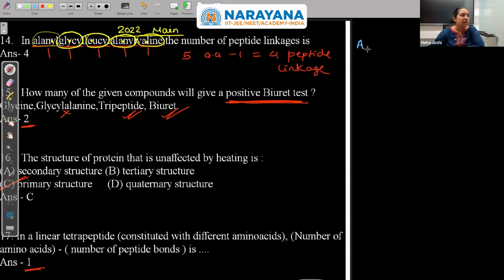Like say A is alanine, G is glycine. So there is one peptide linkage, right? Then leucine, then again alanine, then again valine. So 5 amino acids. And how many peptide linkages? These horizontal lines are the linkages. So I will have 4 linkages. It doesn't have an impact. The peptide linkage will be formed anyway when they are joined.